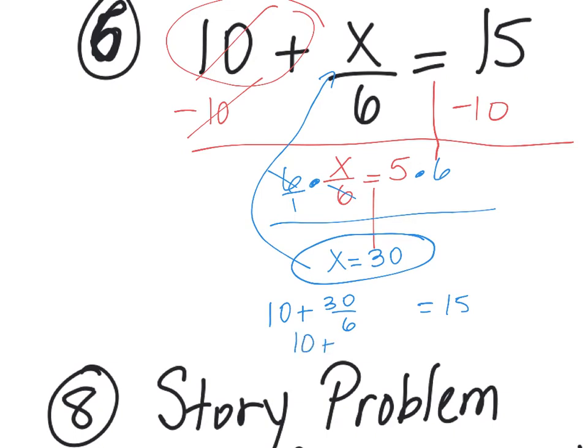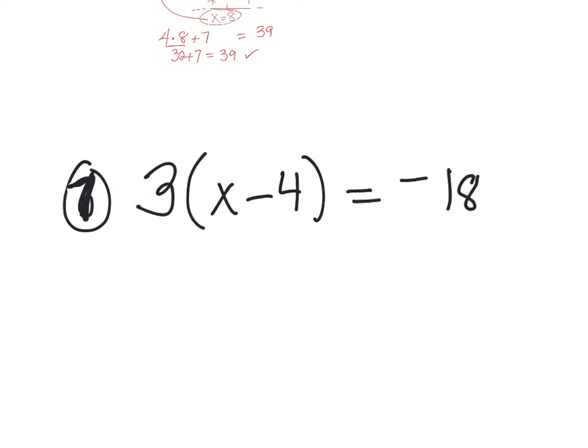30 divided by 5 is, or 6 is 5, and we get 15, and it checks. A lot of not right answers. So, can we do what's in the parentheses? No. Okay, so what are we going to use on this? The distributive property. So here we get 3x minus, here we get 12 equals negative 18. Can we combine 3x minus 12?